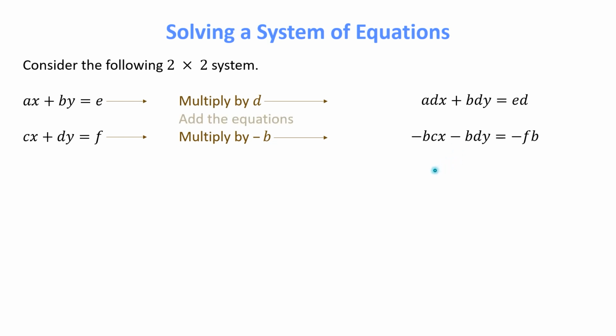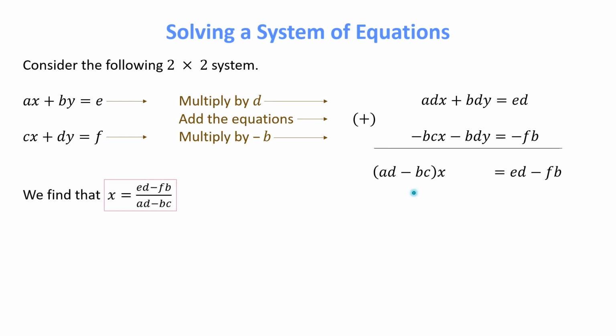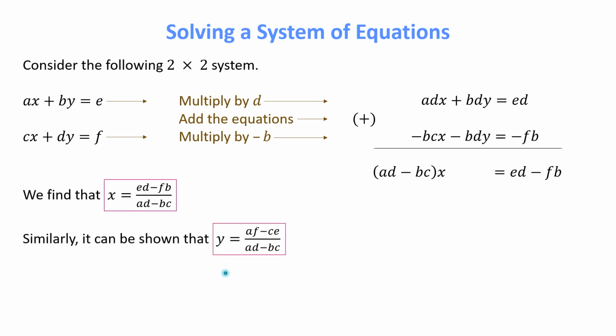So what we will then do is add the two equations to give us the following. And then to solve for x, we just need to divide by this term here, ad minus bc, which is a constant term. And therefore, we find that x equals the following. Now, a similar approach will give us y equals the following.